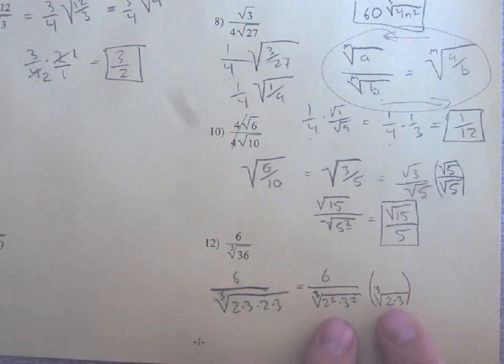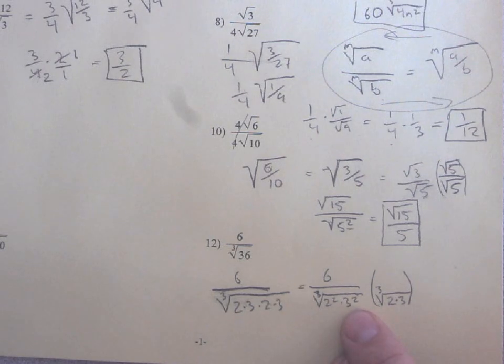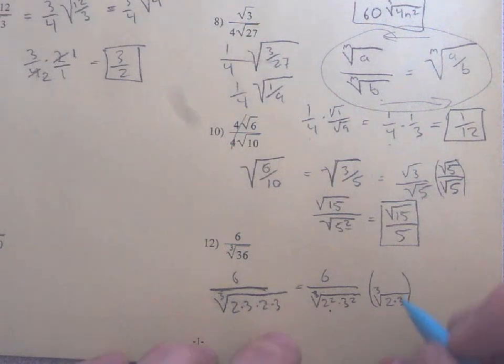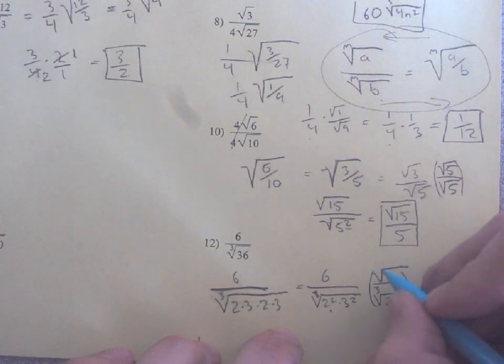Okay? Now notice that these don't match each other. They're close, but we don't need 2 squared and 3 squared in this one. We only need 1 more 2 and 1 more 3 to make the full set 2 to the third and 3 to the third. Okay? On the top, we need to put the exact same thing.